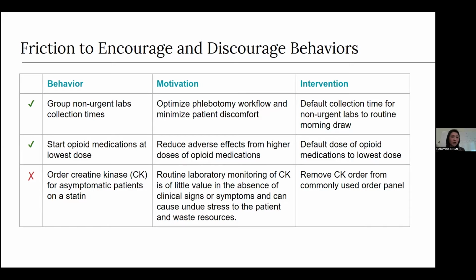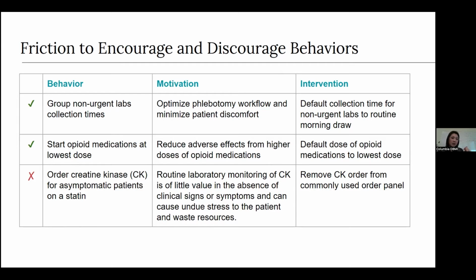The other behavior that we wanted to encourage was starting opioid medications at the lowest dose. The motivation here was because there are adverse effects with these types of medications, and they're worse at higher doses. The intervention here was that we defaulted doses of some opioid medications to the lowest dose. So people are still able to order a non-urgent lab at a different time or order an opioid medication at a different dose, but they would have to do an extra step.